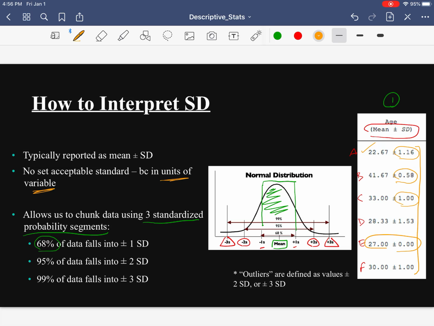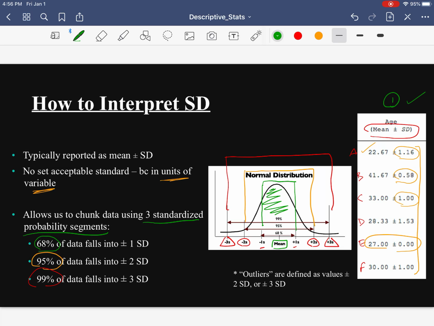Theoretically, we look at plus or minus 2 standard deviations, which includes 95% of the data. And then lastly, plus or minus 3 standard deviations includes 99% of the data. So you might see this thought of differently. In a particular research study, you're going to report for your individual variables mean plus or minus standard deviation in that unit. Here's an example: age.